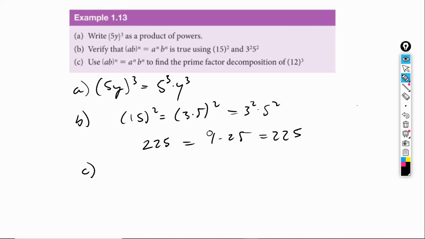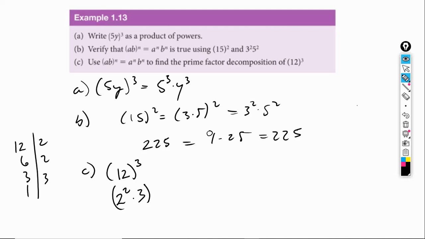Part C says use the same fact, that (a times b) to the n equals a to the n times b to the n, to find the prime factor decomposition of 12 cubed. So what we need to do is factor 12, like I showed you before. Always start with 2 if possible. So 2 times 6, 2 times 3, 3 times 1. That means that 12 is equal to 2 squared times 3. But in this case, it's 12 cubed, so it would be this cubed. And this is equal to 2 to the 6 times 3 cubed.